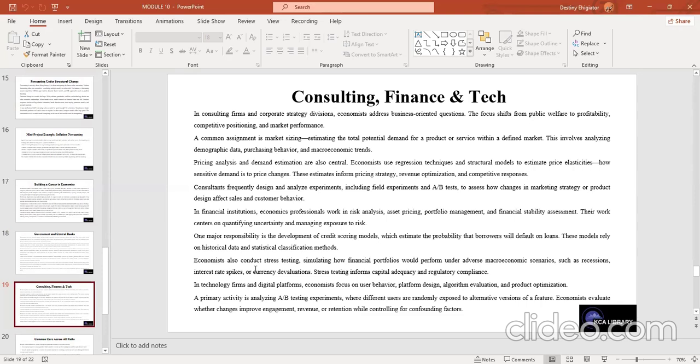Economists in finance conduct stress testing, simulating how financial portfolios will perform under adverse macroeconomic scenarios, such as recessions, interest rate shocks, and so on. In technology, they also focus on user behavior, platform design, algorithm evaluation, and product optimization.